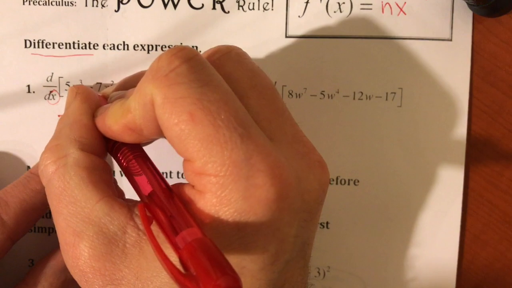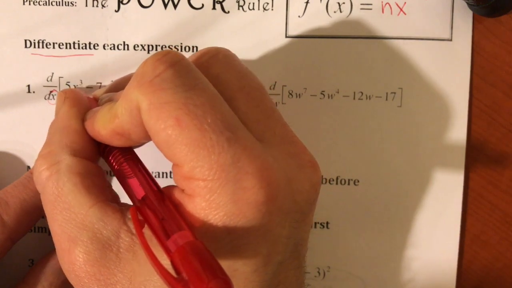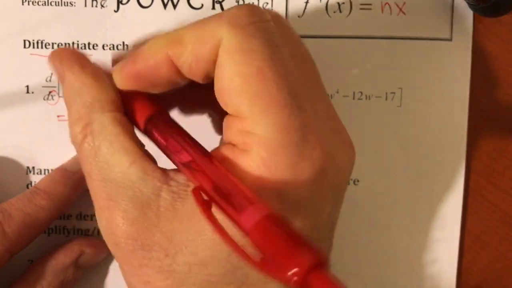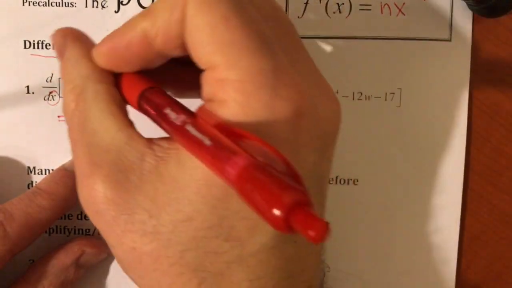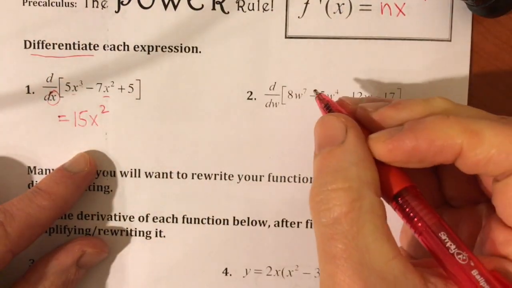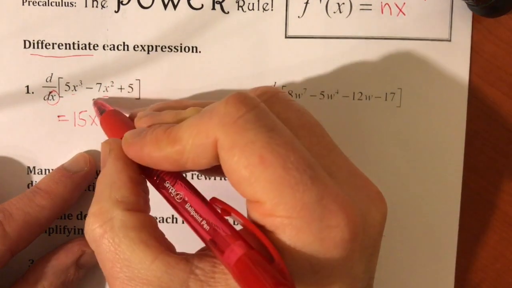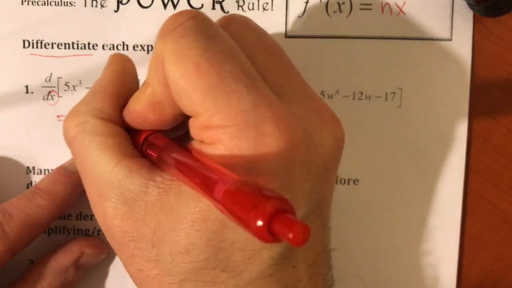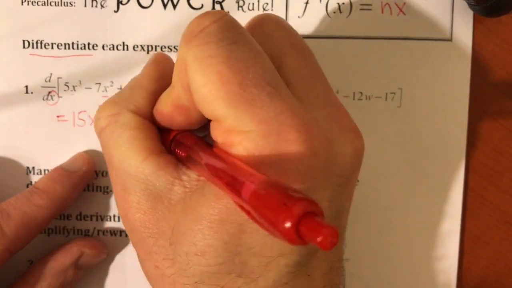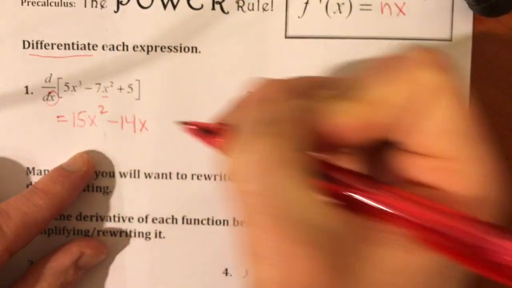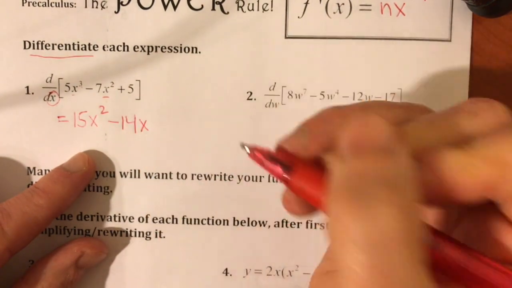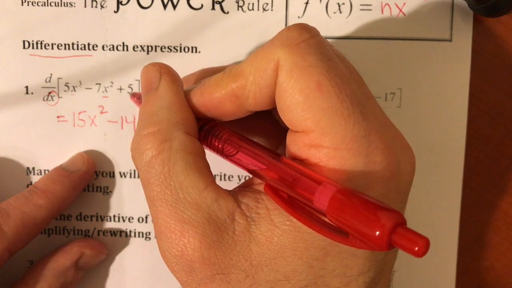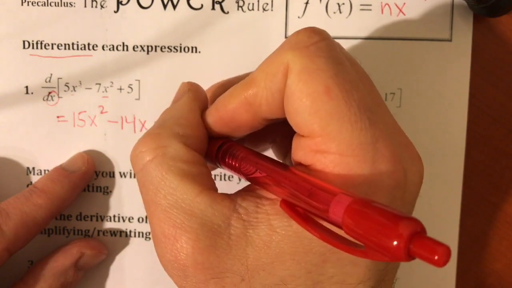So 5x cubed, we apply this power rule. 3 times 5 gives us 15, x to the, and you subtract 1 from the exponent. 3 becomes 2, it's 15x squared. Now you move along to this term. Derivative of negative 7x squared. 2 times negative 7, negative 14, x to the first. 2 minus 1 is 1. We don't need to write that. And the derivative of 5, the derivative of any constant is going to be 0.